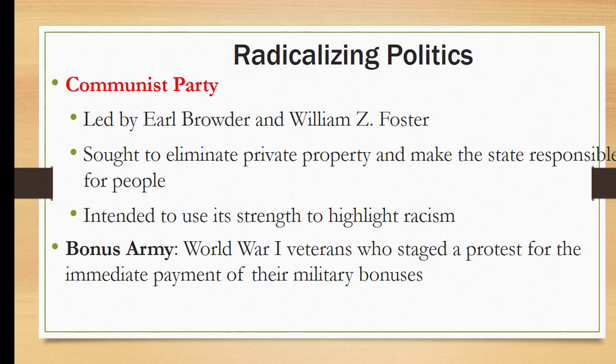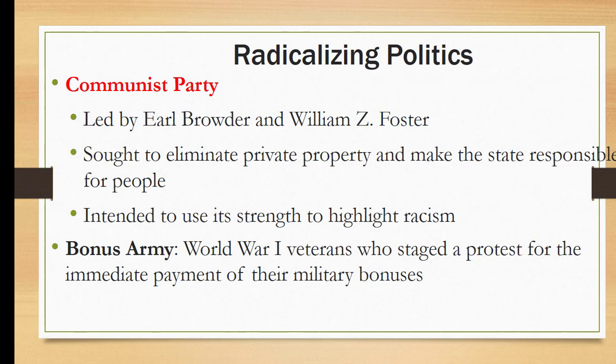The Communist Party at this point is going to be led by Earl Browder and William Z. Foster. Ideas like eliminating private property and making the state responsible for people are going to resonate, especially when you own no private property and it doesn't seem like the government cares about you one iota. One of the biggest issues that we need to discuss during the Hoover administration that led to an openness to new ideas is the Bonus Army.